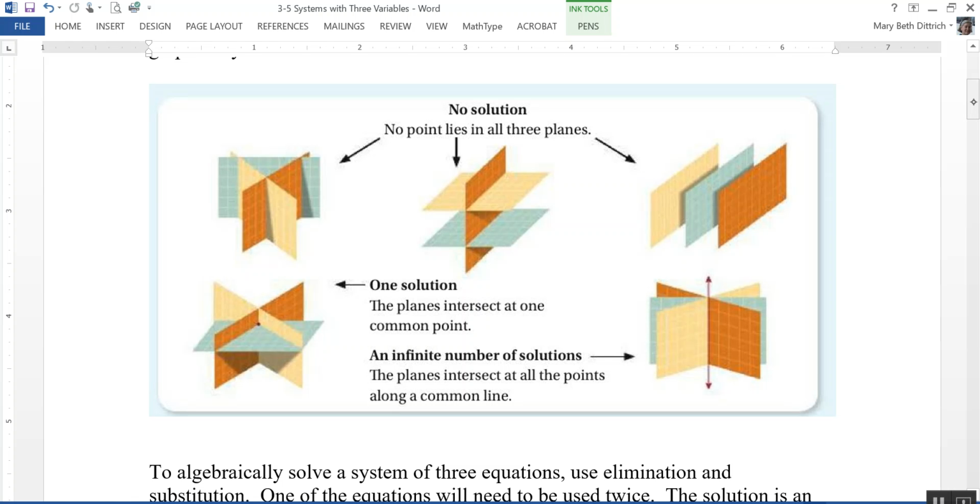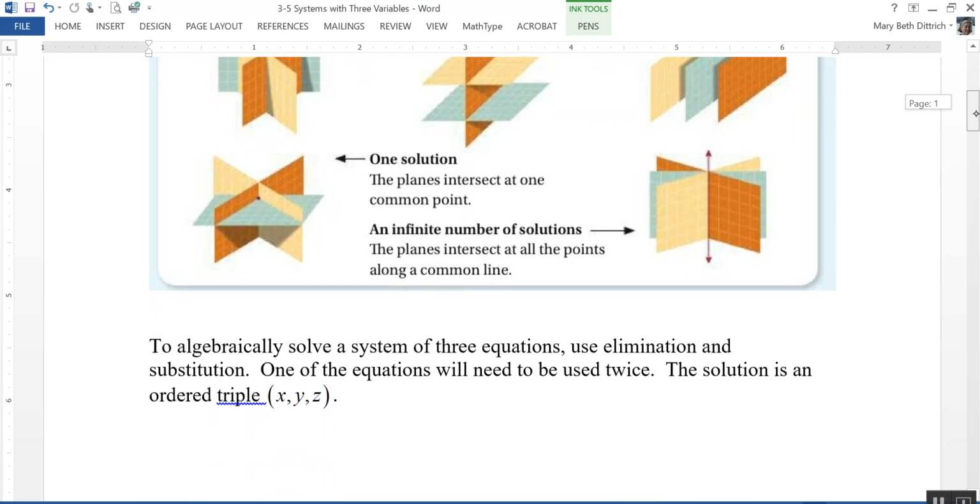So, to algebraically solve a system of three equations, we're going to use elimination and substitution. One of the equations will need to be used twice, and the solution to a system like this is called an ordered triple. That's an x, a y, and a z coordinate. So let's take a look at an example here.